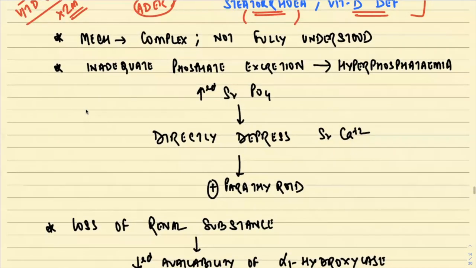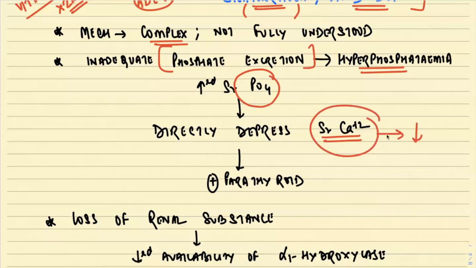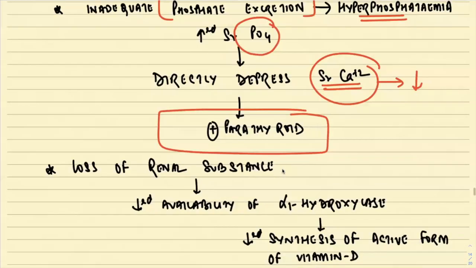Now, the mechanism for secondary hyperparathyroidism is very complex and not fully understood, so the mechanism is not given in Robbins. Very importantly, over here there is a renal failure, so the kidneys cannot excrete the phosphate also. As a result, there is hyperphosphatemia. Increased serum phosphate levels directly bind with the serum calcium, and as a result the serum calcium level further comes down. So this is further going to stimulate the parathyroid to secrete more parathormone.